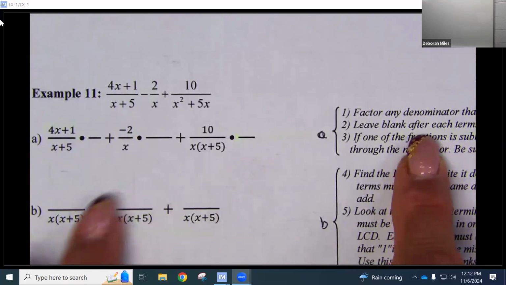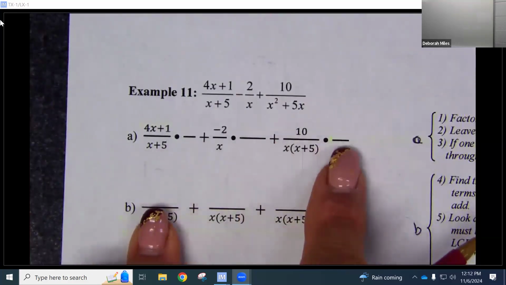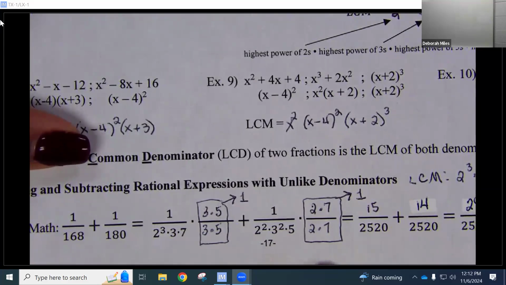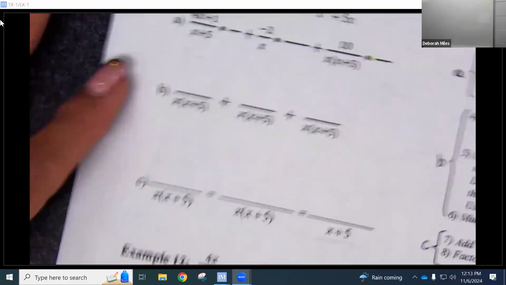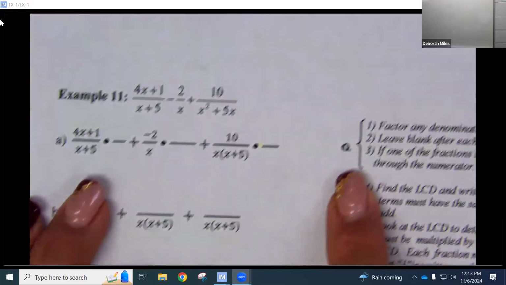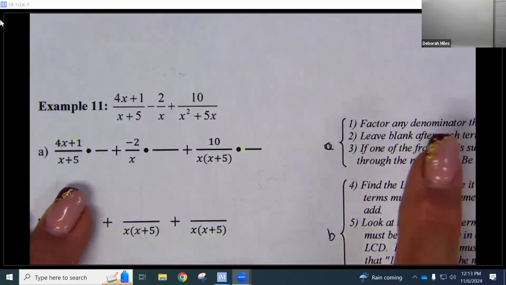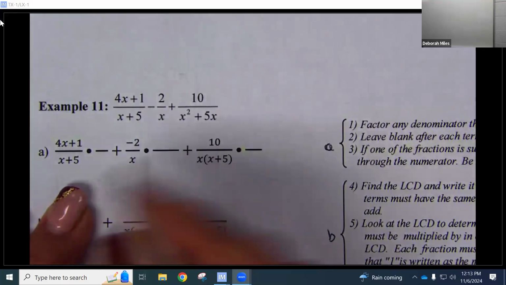Step 2, leave a blank after each term, because I'm going to come back just like I did here and fill in that blank in just a minute. So that's all we do in step A. Factor any denominator that will factor, leave a blank after each term. If one term is subtracted, put the negative in the numerator.